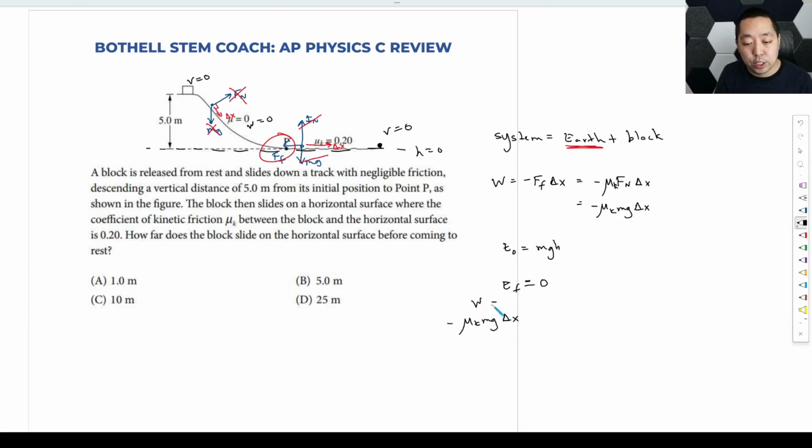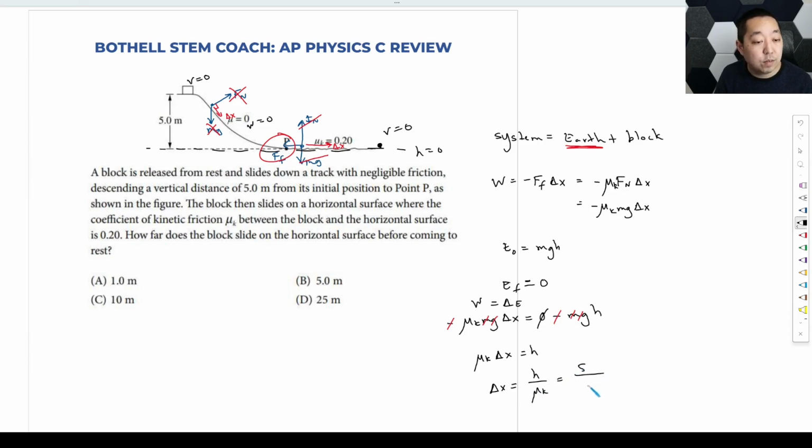Now, work is the change in energy: the final energy, which is 0, minus the initial energy. Okay, so that's just 0. The negatives can cancel, and the mg's can cancel. So you get mu k times delta x is equal to h. And so the distance we want to travel from there to there is going to be h over mu k.